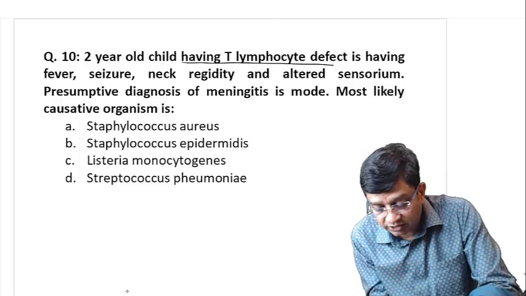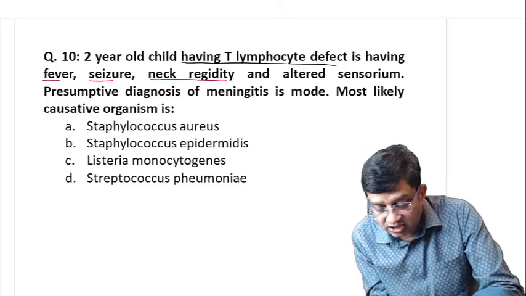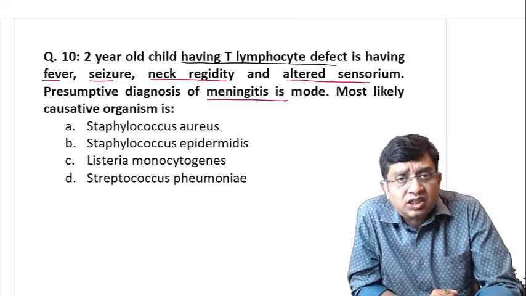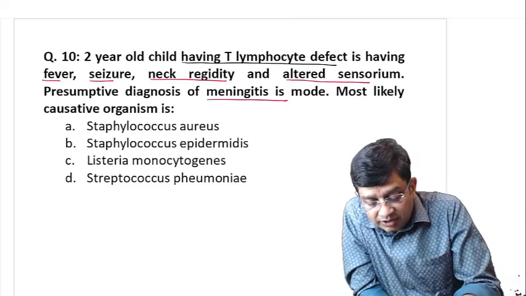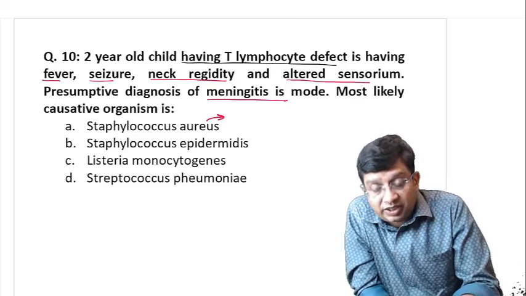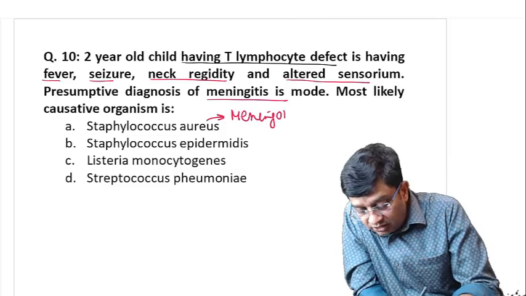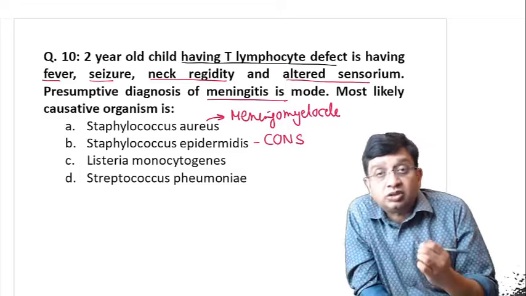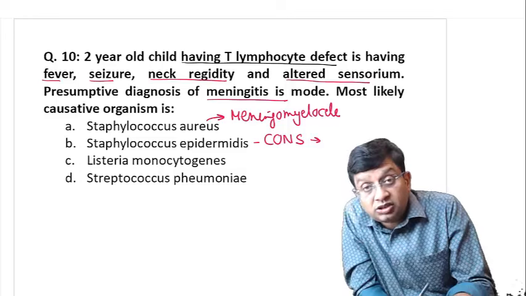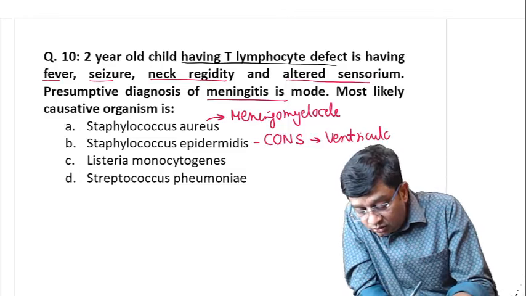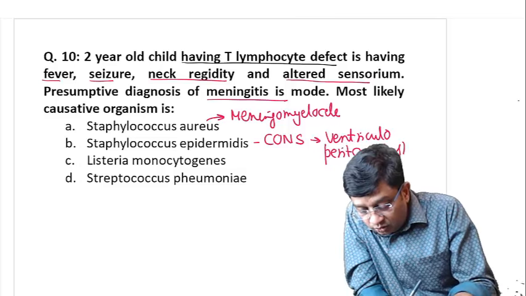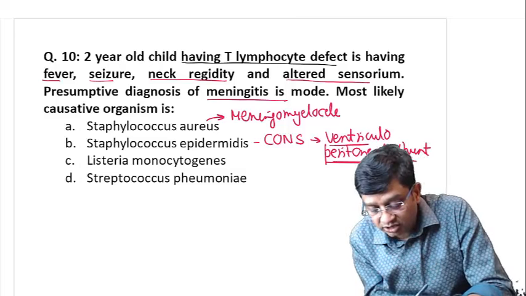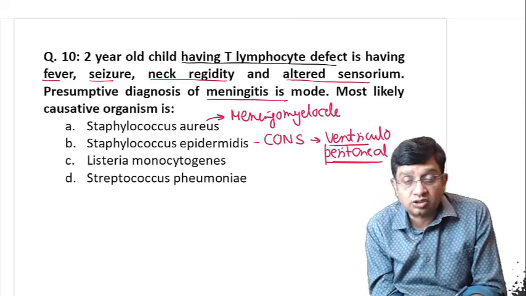A 2-year-old child having a T lymphocyte defect has fever, seizure, neck rigidity and altered sensorium. A presumptive diagnosis of meningitis is made. The most likely causative organism is. So they're just asking about the causative organism here. There are certain things which you should remember. Staph aureus is the causative agent of meningitis if there is meningomyelocele. Staph epidermidis, which you also call CONS, coagulase negative staphylococci, is the causative organism if there is a ventriculoperitoneal shunt, because this is the causative organism in prosthetic material. And a ventriculoperitoneal shunt is a prosthetic material. So in this case, you will get this causative organism.